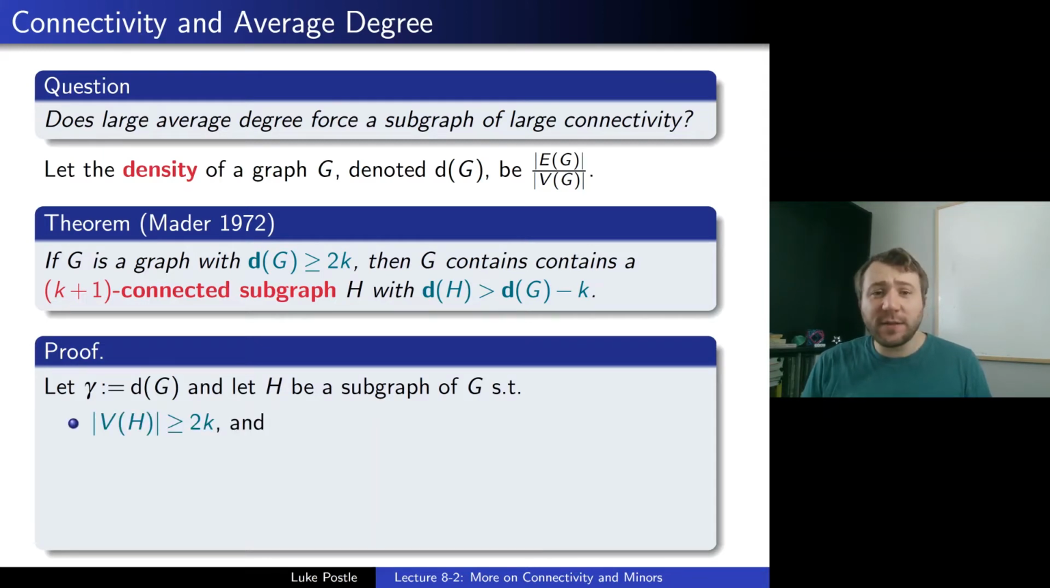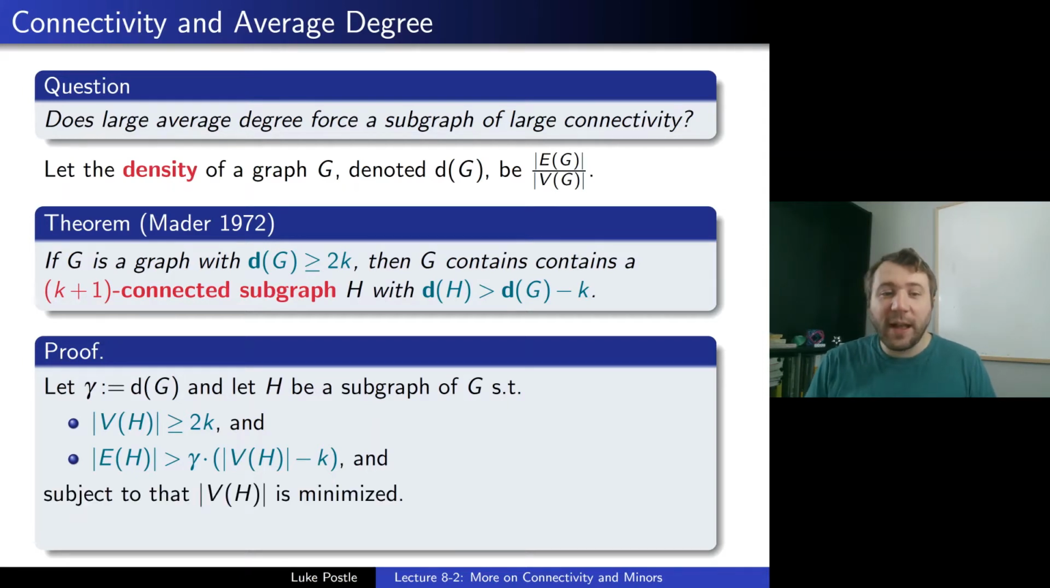We're going to choose a subgraph where the number of vertices is at least 2k, which of course is possible because G does. We're also going to choose it where the number of edges is strictly greater than γ times |V(H)| minus k. And subject to those conditions, we choose it such that |V(H)| is minimized.